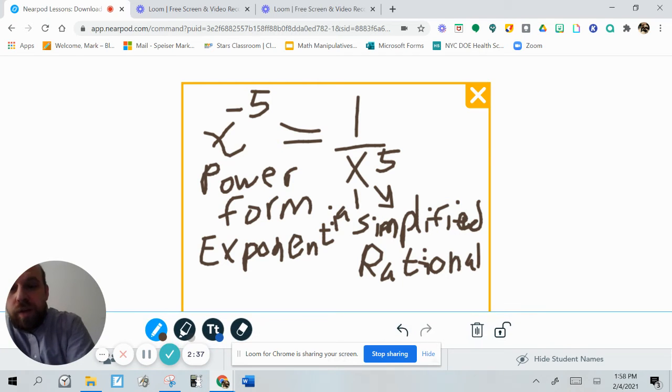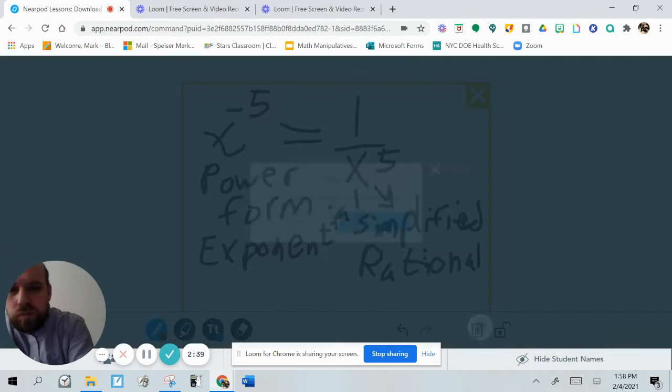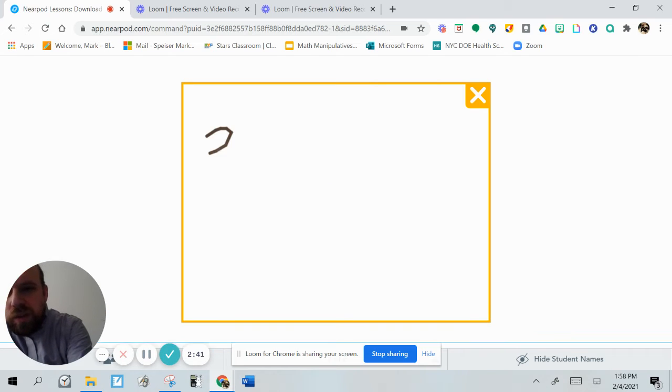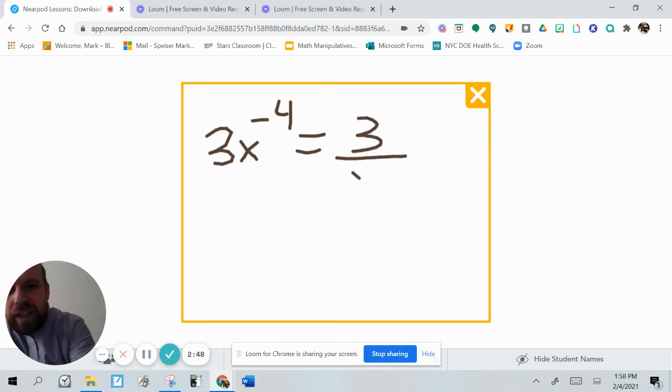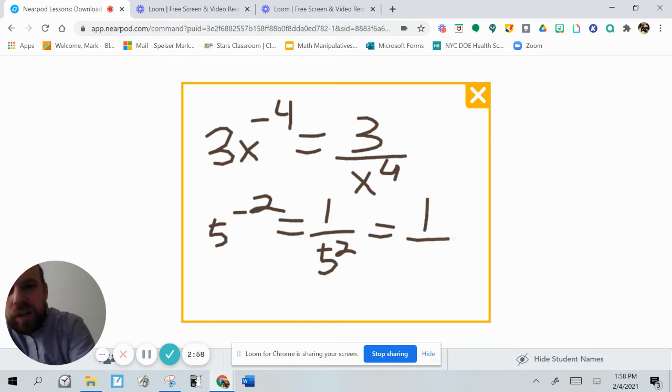Okay, another example. So if you had 3x to the negative 4, that would be 3 over x to the 4. 5 to the negative 2, that's 1 over 5 squared, or 1 over 25.